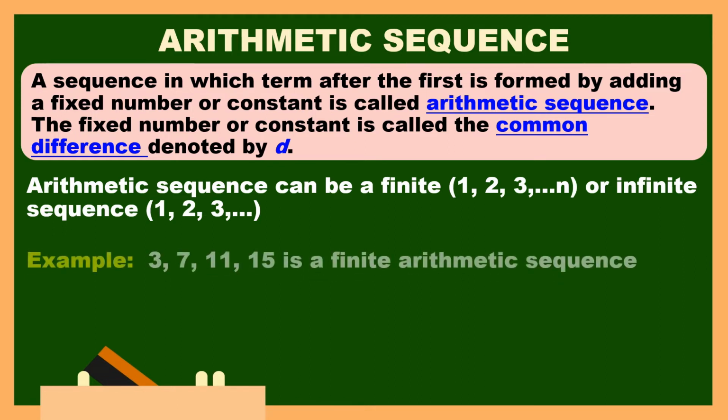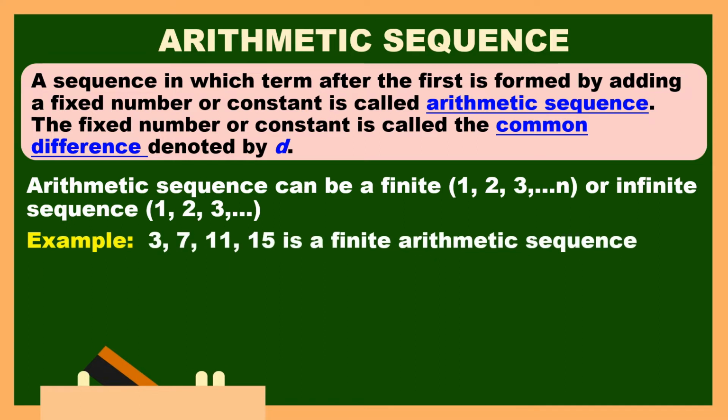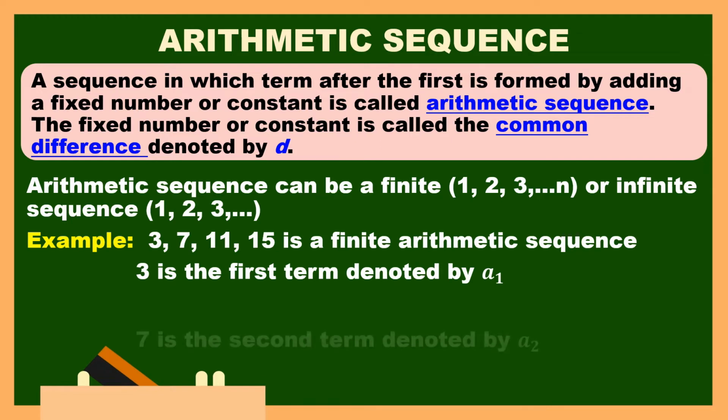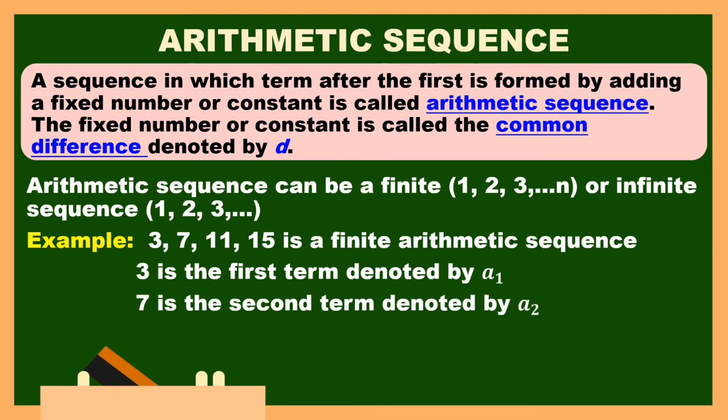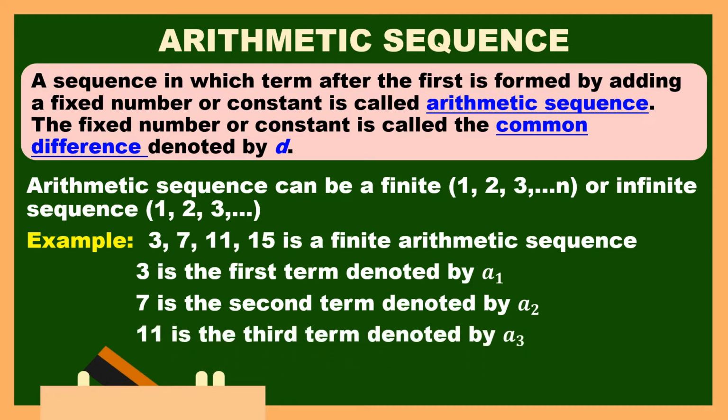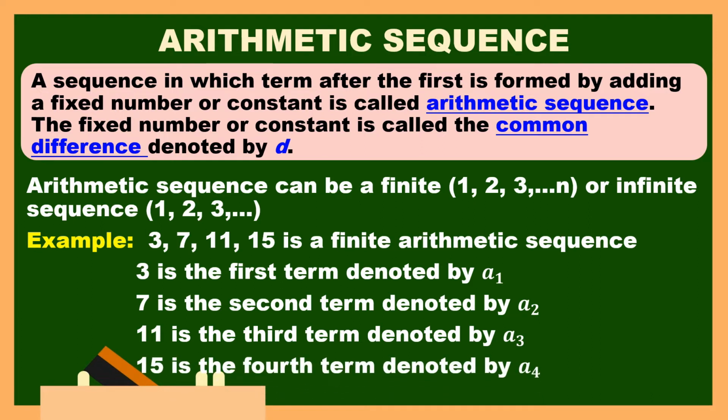Halimbawa, 3, 7, 11, 15 is a finite arithmetic sequence. Since 3 is the first term denoted by a sub 1, 7 is the second term denoted by a sub 2, 11 is the third term denoted by a sub 3, 15 is the fourth term denoted by a sub 4. So ito pong example ay finite arithmetic sequence dahil mayroon itong last term which is 15.